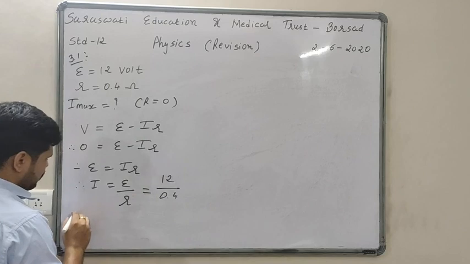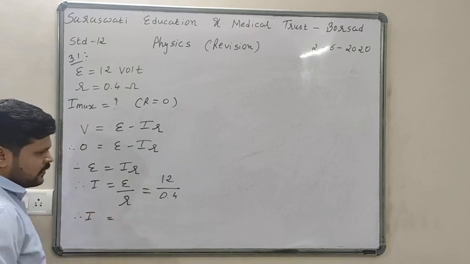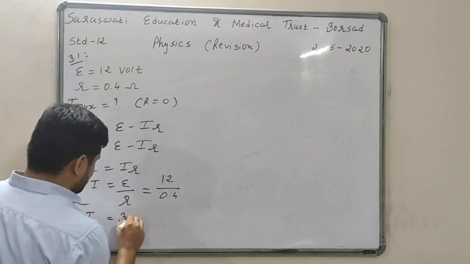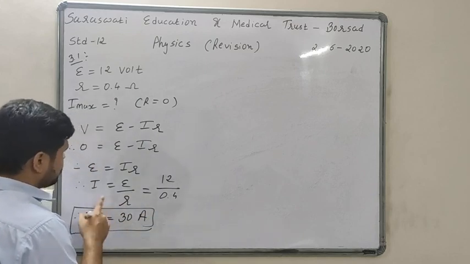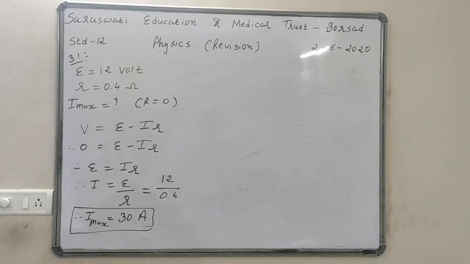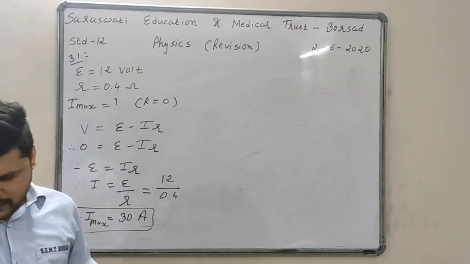Okay, so you can find the answer 12 upon 0.4, that is 30 ampere. So this is the maximum current. This is the maximum current that will flow from the battery. So this is exercise 3.1.